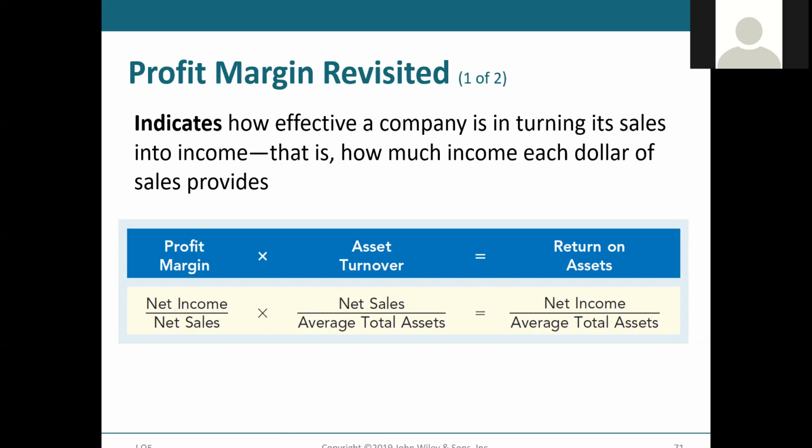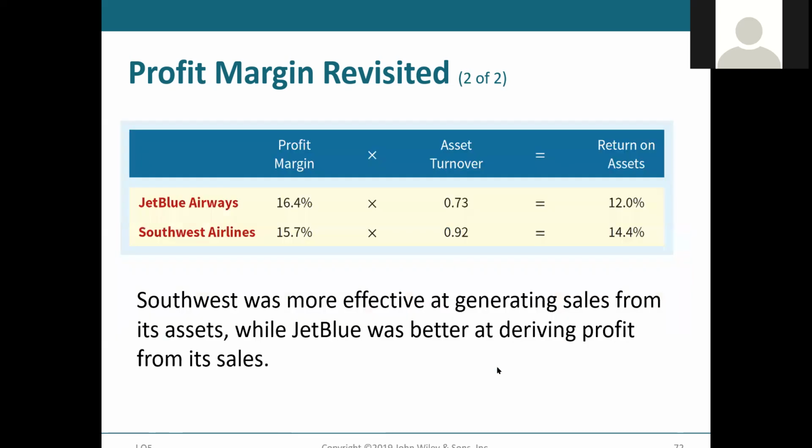And take a look at this. This is the ultimate ROA, return on assets calculation. If you take the profit margin, net income divided by net sales, and you take the asset turnover, which is net sales divided by average total assets, you multiply them out, you're going to end up with net income over average total assets, and that's going to be your return. Because when you're doing this, net sales factors out, and you're left with net income over average total assets.